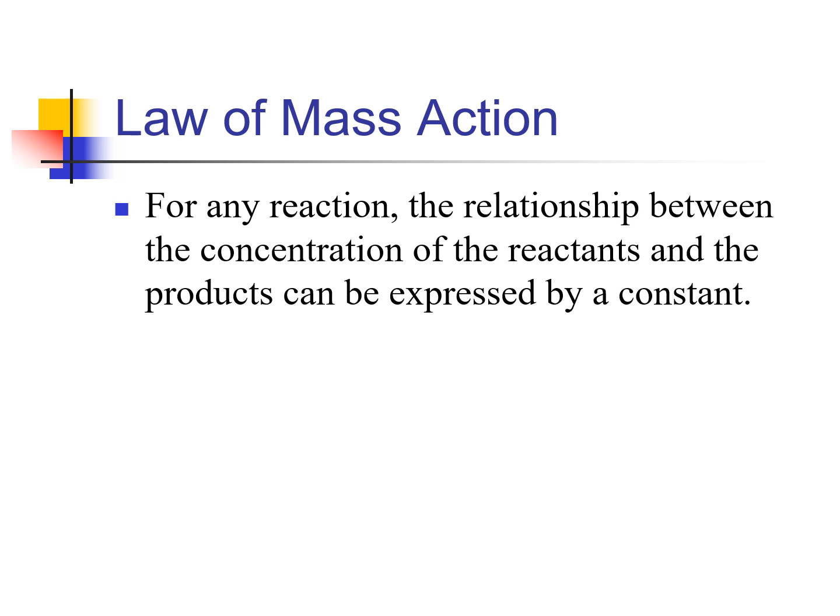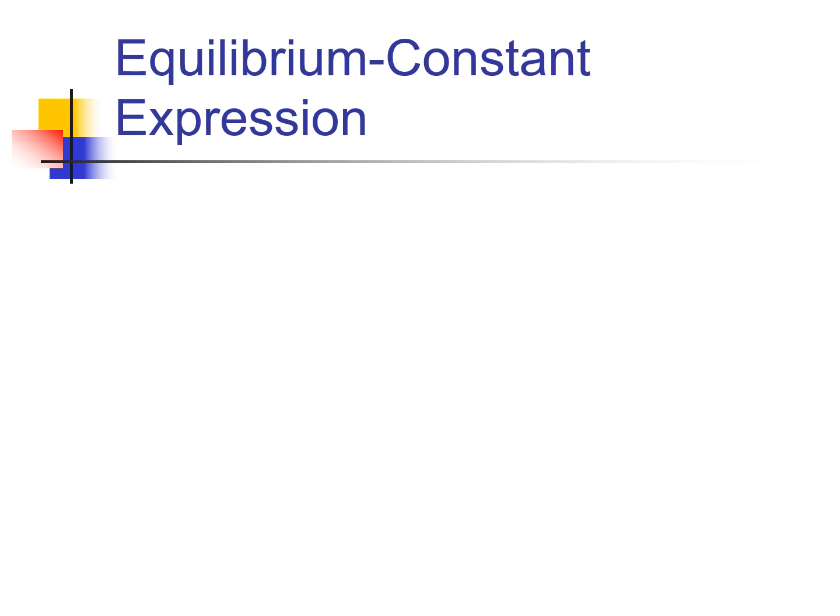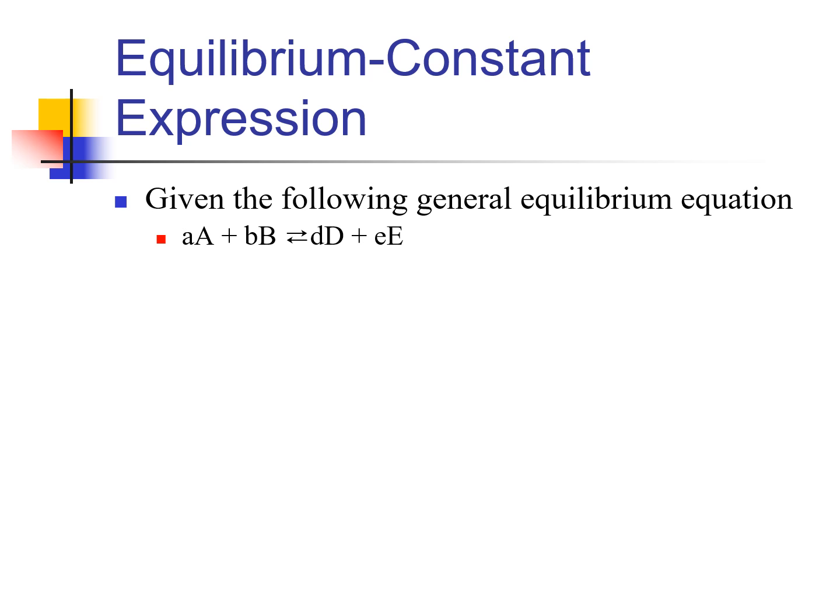So there's something called the law of mass action. You'll never hear this again, but the idea is sound, that for any reaction, the relationship between the concentration of the reactants and the products can be expressed by a constant. And it's the ratio of the products to reactants at equilibrium. And that, at its heart, is the equilibrium constant. So, when we talk equilibrium constant, there's the equilibrium constant, which is a number, and the equilibrium constant expression, which is a formula.